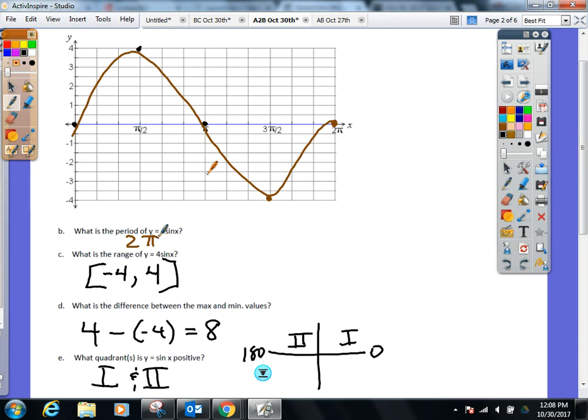Where are all your y values? Positive or negative? Positive. Okay? What we're doing is taking these four quadrants and stretching them out. Quadrant 1, 2, 3, 4. And where is it positive? 1 and 2, right here. 1 and 2. Okay, Brian, let's go.